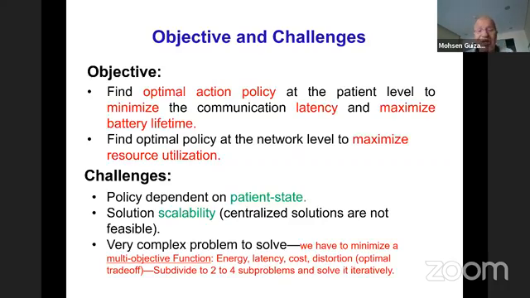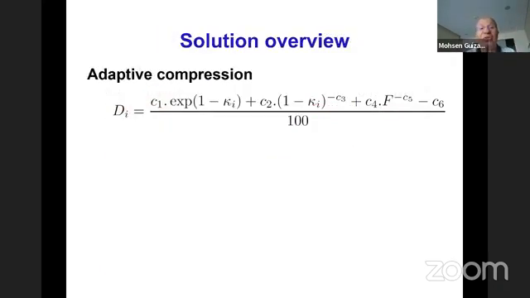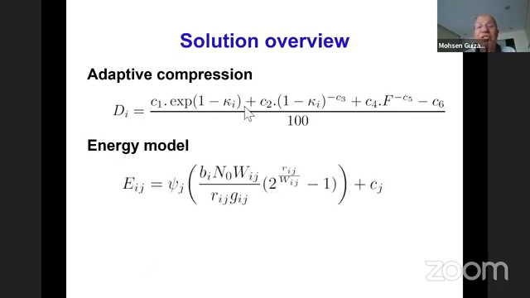We had to subdivide the problem into sub-problems and solve it iteratively. To give you a feel of the solution, we have the adaptive compression and the distortion. This is the equation for the distortion based on a distortion element here, K sub I.